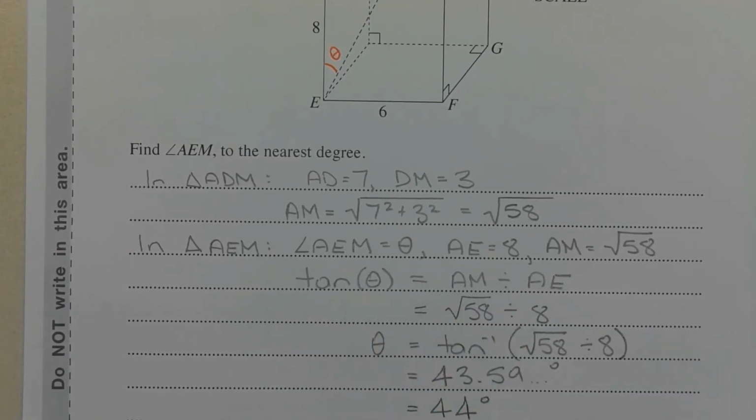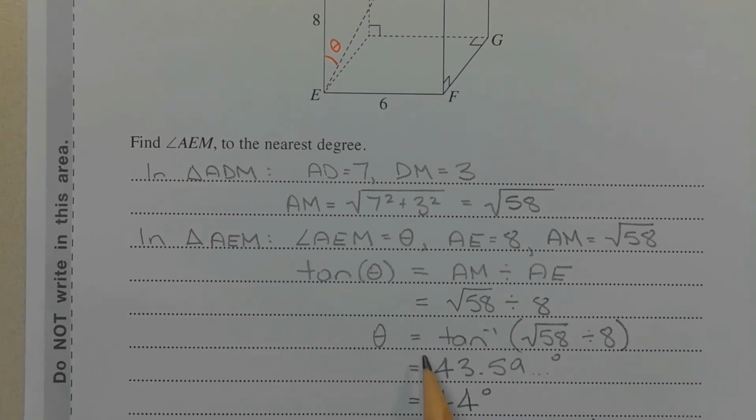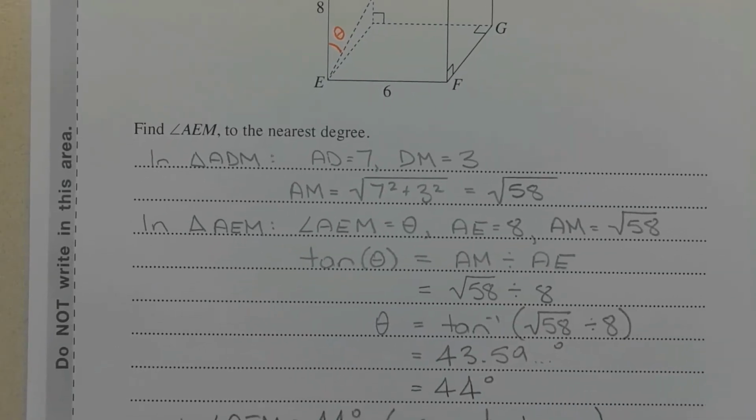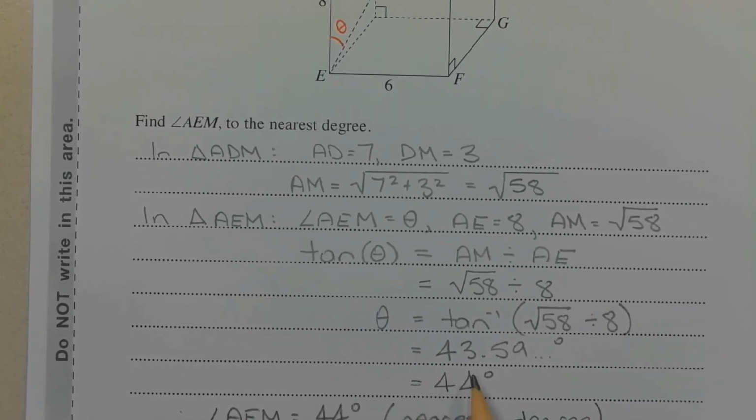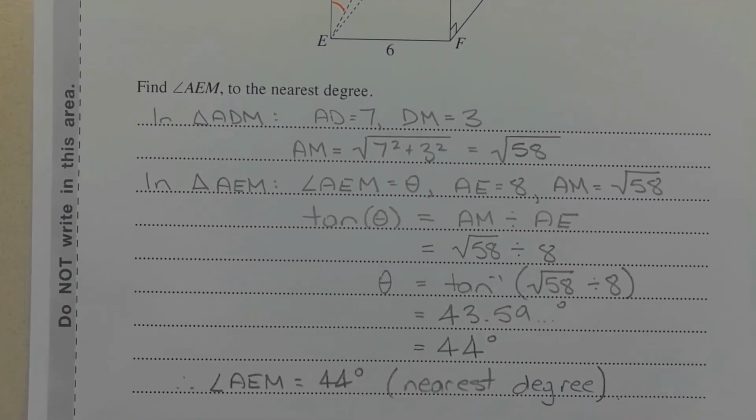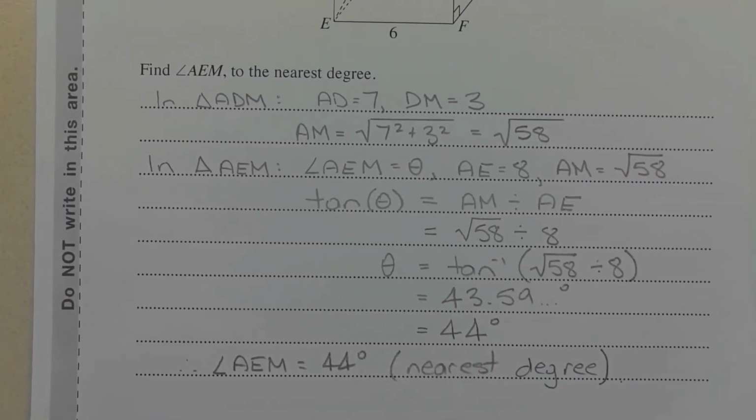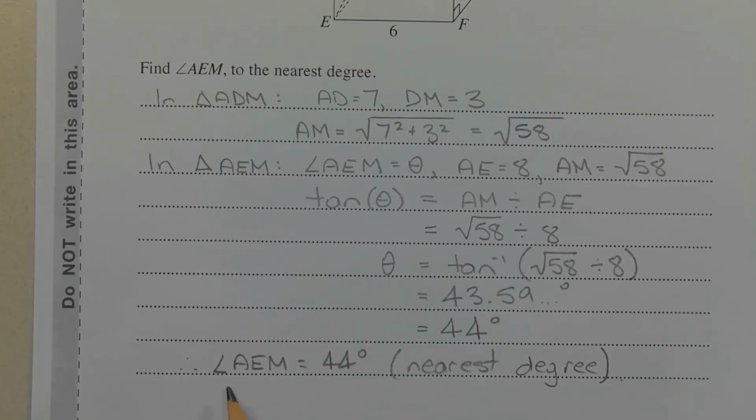Taking the inverse tan of both sides to make theta the subject, we get theta is equal to inverse tan of the square root of 58 divided by 8, which equals 43.59 and so on degrees, which rounds to 44 degrees. Therefore, angle AEM equals 44 degrees, correct to the nearest degree.